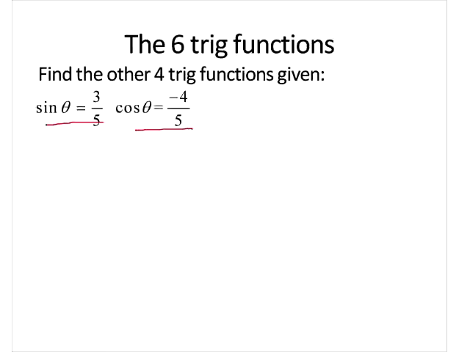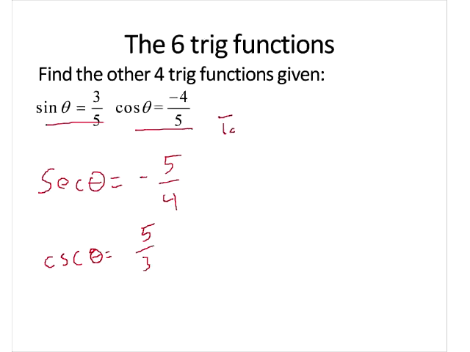Let's do the easy ones first. Find the secant of theta. Okay, well the secant is 1 over the cosine, so it's going to be negative 5 over 4. Remember, it didn't change positive or negative, we just flip it over. The cosecant of theta is just 1 over the sine, so we'll flip it over and make that 5 over 3.